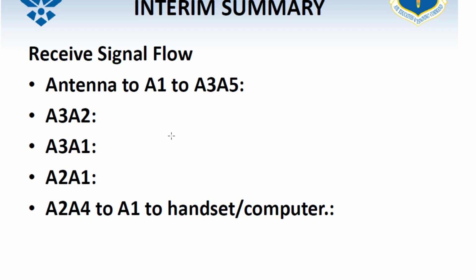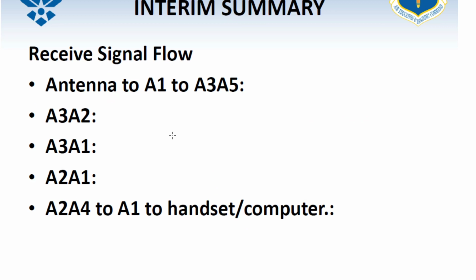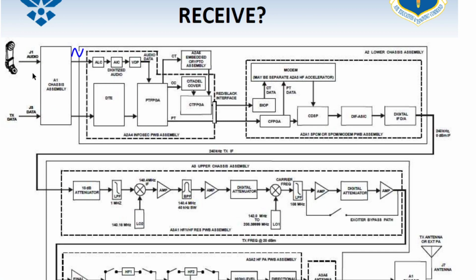This is what we talked about in summary, guys. We went from the antenna to the A1 to A3, A5. You'll note that this slide is blank because they want you to understand that everything is pretty much the same coming back through on the receive side. The only real difference here would be we have a notch filter here. Everything was reversed. We started with the antenna versus starting with the handset right here.